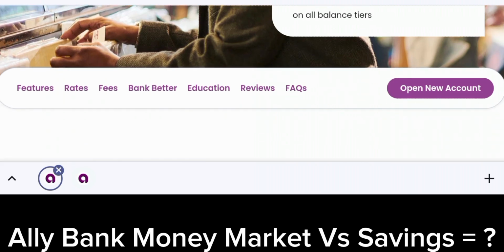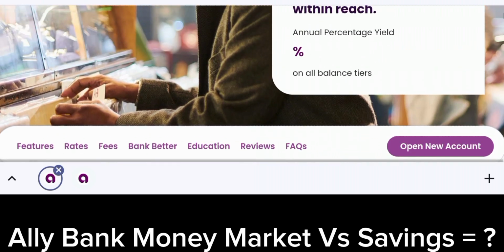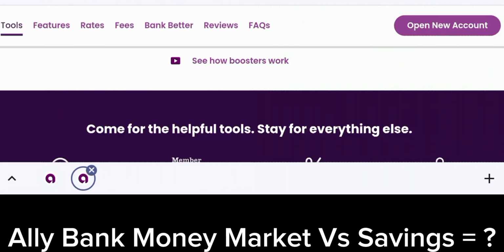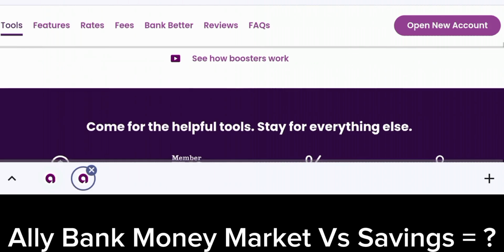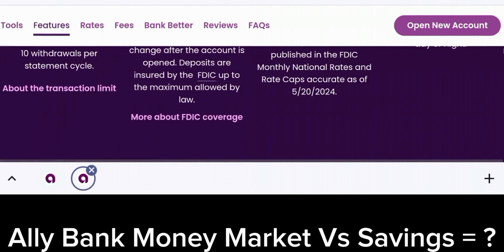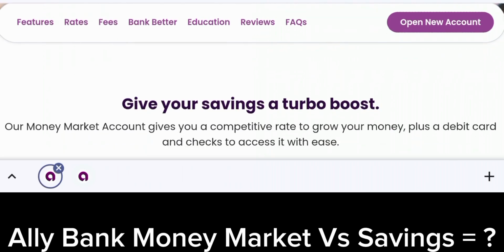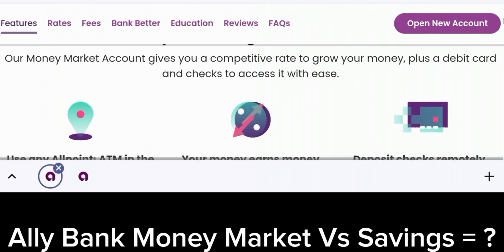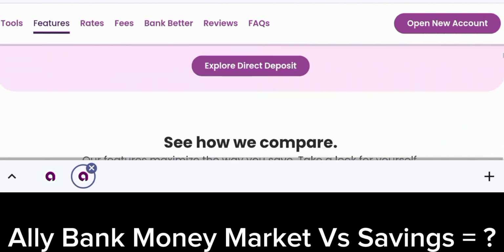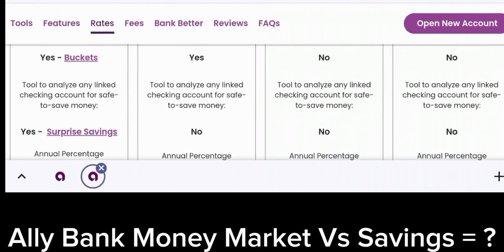Talking about minimum balance requirement, the money market has no minimum balance requirement, and the savings also does not have any minimum balance requirement. So it's a tie because both have no minimum balance requirement. And about the monthly fee, which some people do ask me, the money market does not have any monthly maintenance fee, and the same goes for the savings. So it's also a tie because both have no monthly maintenance fee.